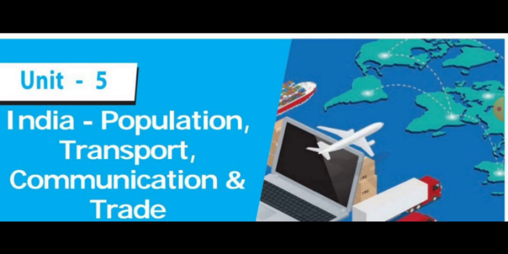Then next we learned about four major shipyards. What are the four major shipyards? Hindustan Shipyard, it is in Visakhapatnam. Garden Reach Workshop, it is in Kolkata. Mazagon Dock, it is in Mumbai. Kochi Shipyard, it is in Kochi.